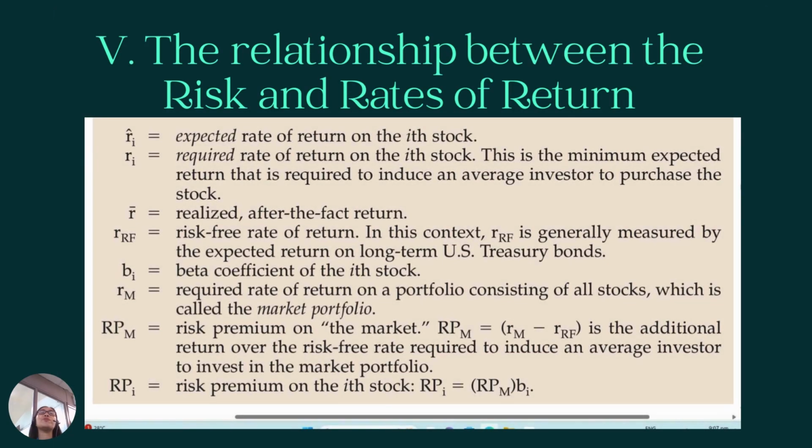Okay, the relationship between the risk and the rates of return. In the preceding section, we saw that under the CAPM theory, beta is the appropriate measure of a stock's relevant risk. Now we must specify the relationship between risk and return. For a given level of risk as measured by beta, what rate of return should investors require to compensate them for bearing that risk? To begin, let us define the following terms.